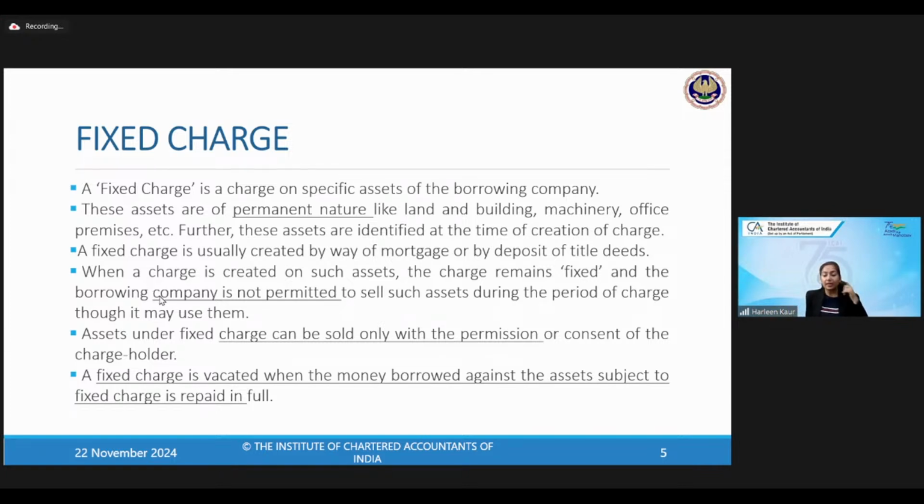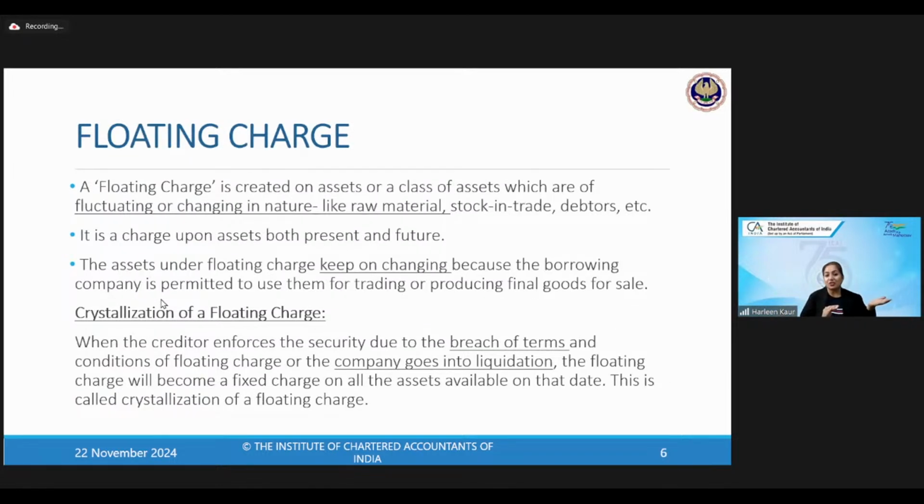You can only use the asset, but you cannot sell it. But floating charge has a reverse nature. Floating charge means, I am a grocery store person. I am a company. I have my own grocery stores and I have these packets of salt, sugar, chocolates, biscuits, cold drinks. And I said, I took a loan of 1 lakh from the bank and I said, all this my stock in trade, I'm giving you as a security.